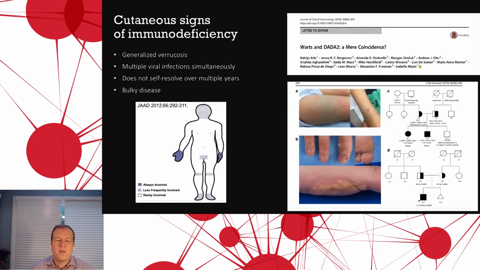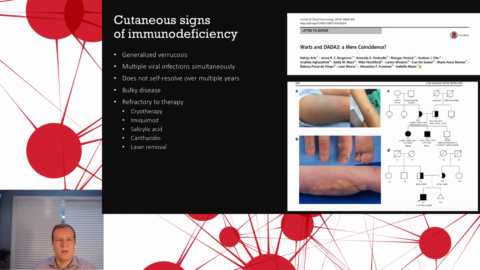And so when I talk about immunodeficiencies with other dermatologists, I really emphasize that in some cases, we can be important in making this diagnosis because we see patients with warts every day. And so if the presentation is generalized verrucosis, the pattern of which is shown here, almost invariably involving the hands, the feet, and head and genital area, infections that occur simultaneously. So if they have both warts and HSV or molluscum pox virus, if these infections don't resolve as they typically would over multiple years, even without treatment, and patients who have more bulky disease, these are all clues that maybe we need to think about an underlying immunodeficiency.